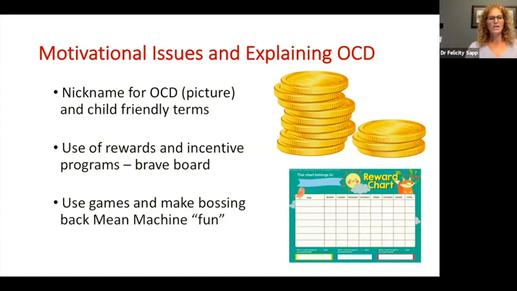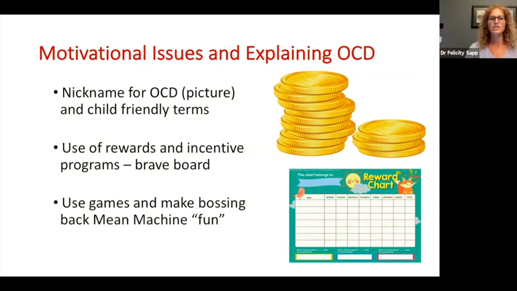Given her age as well, rewards and an incentive program were a big part of this to get her to do the work, because she was feeling a lot of distress. So we came up with a token program where she was earning tokens that she could cash in for small rewards or bigger rewards. We also created what I call a Brave board. It was a big Bristol board that they put, I think, in their dining room. Any time that she bossed back Mean Machine, we took a sticky note, and they would write it and put it up there. This gave her a real visual of the successes that she had in bossing back Mean Machine.